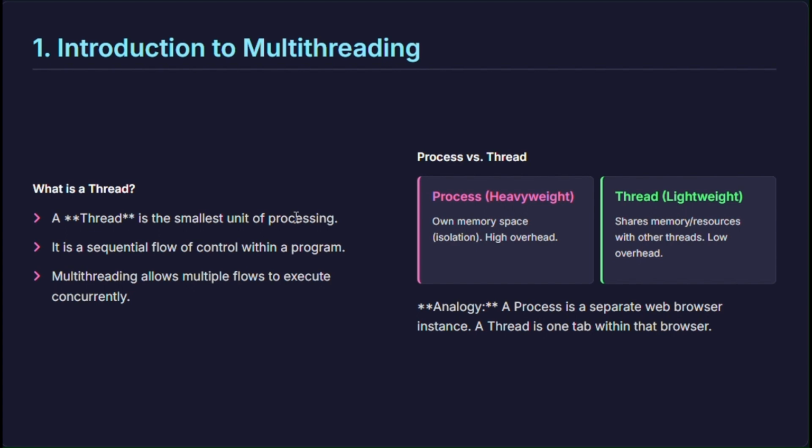This sharing is the key to fast communication, but as we will see, it's also the source of many concurrency problems. Think of it in this way. A process is the entire web browser application. A thread is one tab you have opened within the browser. All tabs share the same browser memory and connection pool, making them quick to switch between.